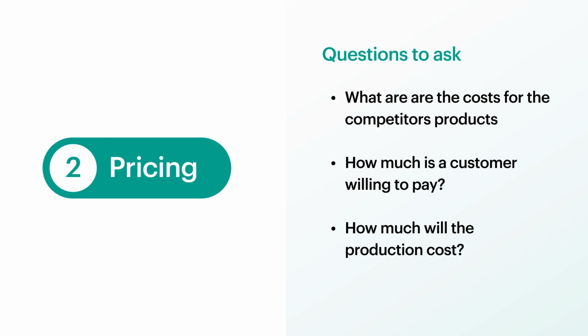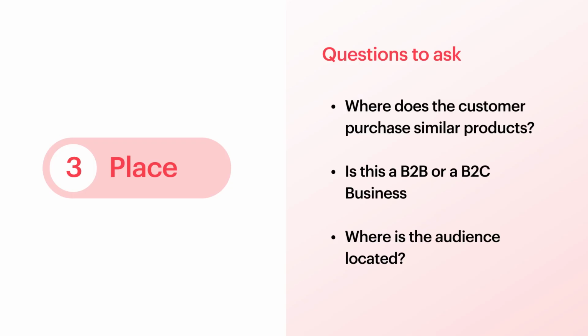So the third P is actually referring to the point of sale or the point of advertisement, which is the place. You should ask yourself, where does the customer purchase similar products? Is this a B2B or a B2C business? And where is the audience located? This is necessary to understand if you are currently advertising in the right place, or maybe if you are advertising in a completely wrong place, which would also then be a failure for selling the product.